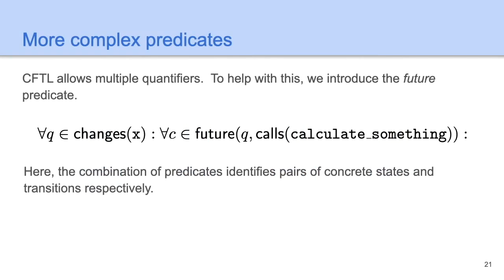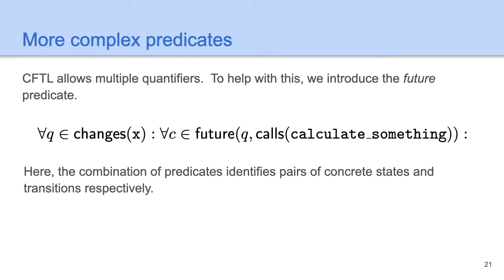We can go further with predicates and define more complex ones by combining multiple. To help with this, CFTL introduces the future predicate. So you see here that we have first a predicate changes x, and this binds appropriate concrete states to the variable q.